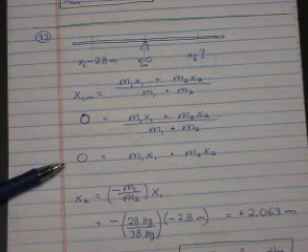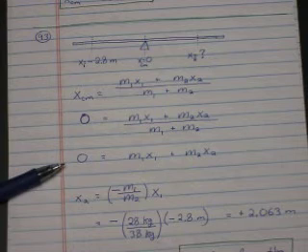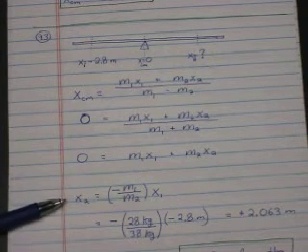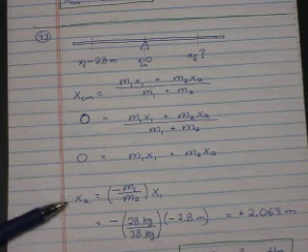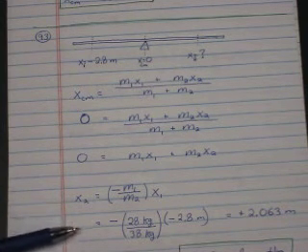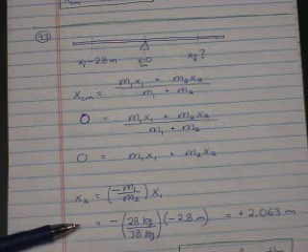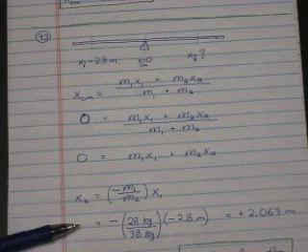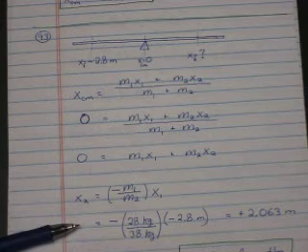So now we're left with 0 equals the numerator, m1x1 plus m2x2. And we solve for x2. x2 is the negative of the ratio of the masses times x1. And when we substitute in those values, we get positive 2.063 meters. So the second person on the seesaw is 2.063 meters from the pivot on the other side.